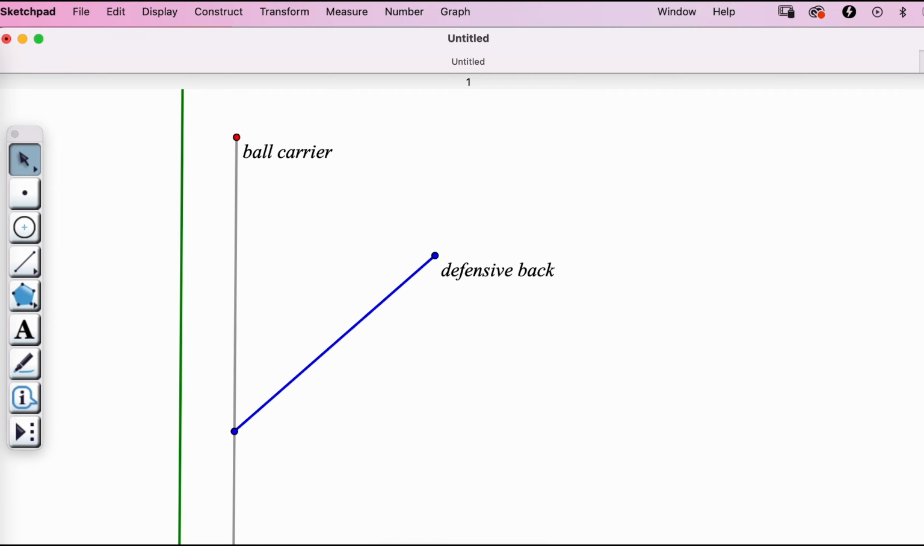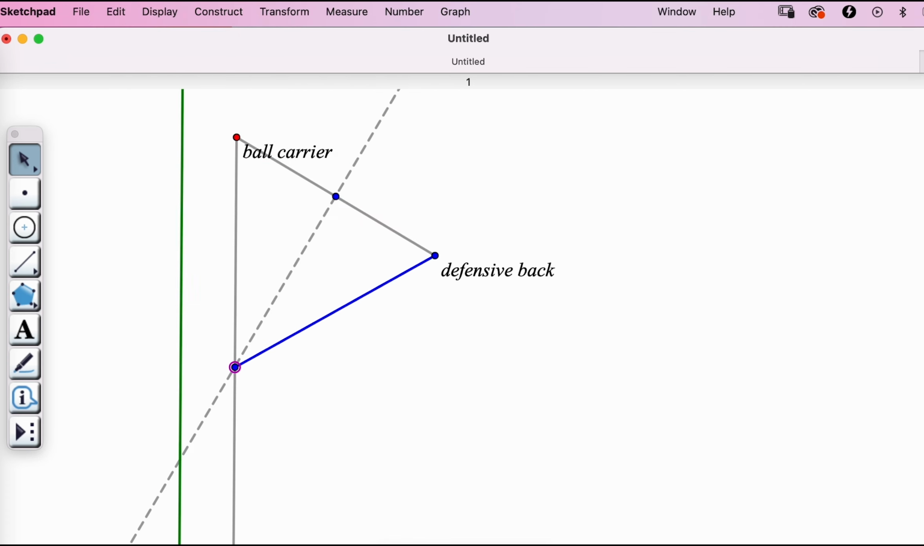The set of all points that are equidistant from these two players is a perpendicular bisector of the segment between the two players. We can draw this line segment between them, construct the perpendicular bisector, and where it intersects the sideline is the place the DB should run to. This is the soonest the DB can catch the ball carrier, again assuming that they are the same speed.